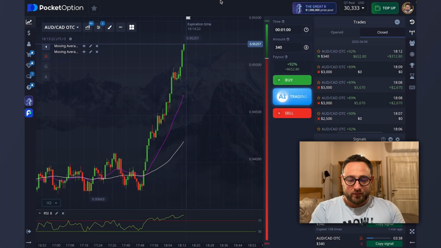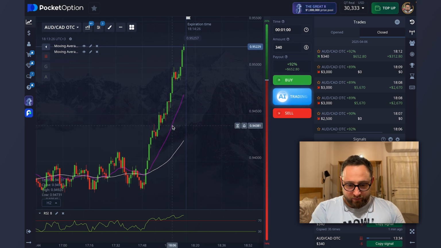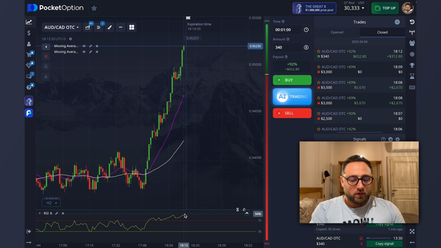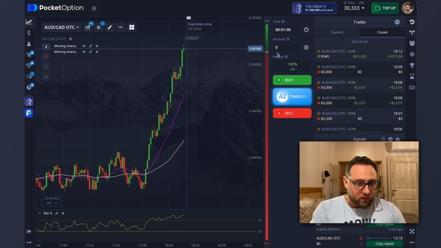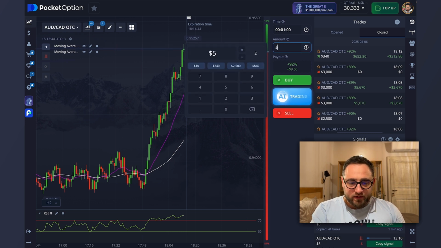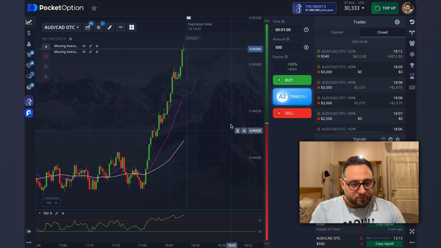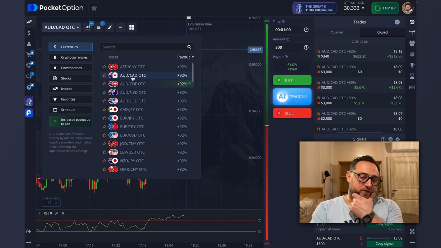Okay, I've prepared everything and now we can pick the right pair as usual. Let's start with this. All our indicators work well and I will open the first trade for 500. Here's a good trend. No, here the situation looks good actually.